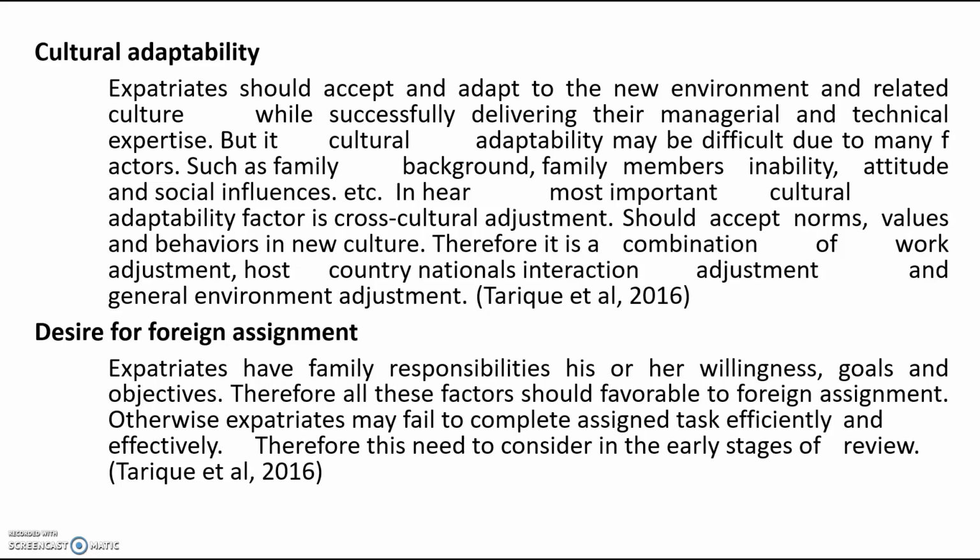Next one is desire for foreign assignments. Expatriates have family responsibilities, willingness, as well as goals and objectives. Therefore, all these factors should be favorable to foreign assignments. Otherwise, expatriates may fail to complete assigned tasks efficiently and effectively. Therefore, this needs to be considered in the early stage of review.